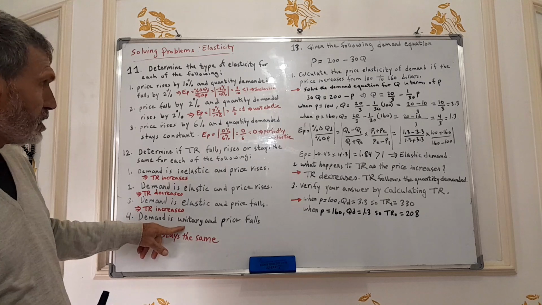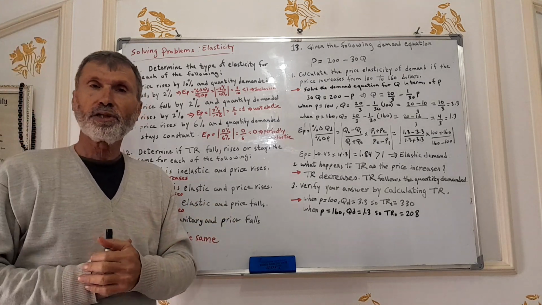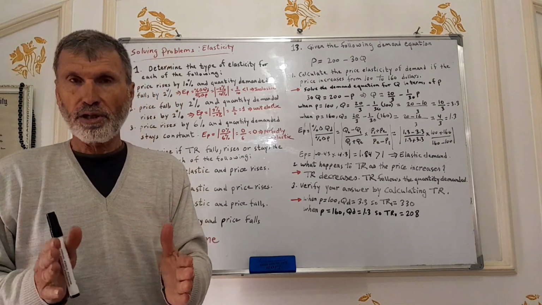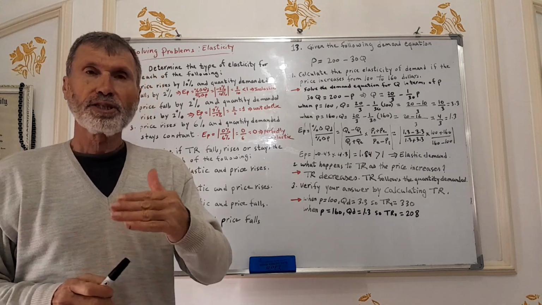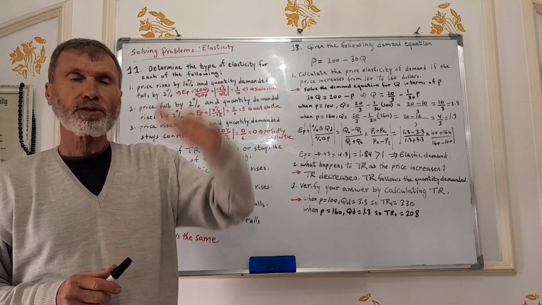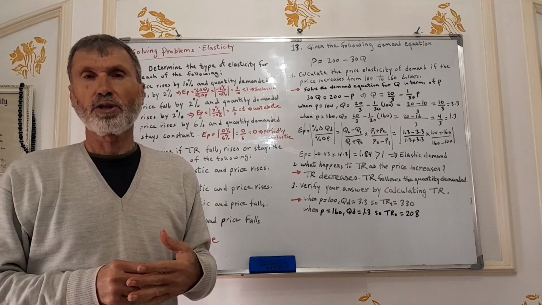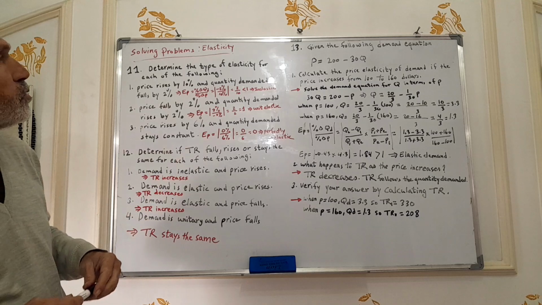4, demand is unitary and the price falls. You remember, when demand is unitary, or unit elastic, that means a change in the price, whether increase or decrease, will cause total revenue to stay the same. No change in total revenue. Now, we go to problem 13.